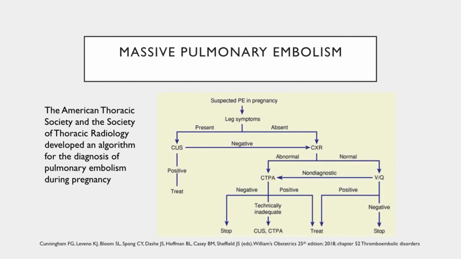The American Thoracic Society and the Society of Thoracic Radiology developed an algorithm for the diagnosis of pulmonary embolism during pregnancy. So, if we suspect our patient to have pulmonary embolism, then we check the leg symptoms. If present, then we do compression ultrasonography. If it's positive, then we treat accordingly. If it's absent, then we proceed to doing chest x-ray, of course with abdominal shield. If it's normal, then we do the ventilation perfusion scan. If it's abnormal, then we do the CTPA, or computed tomographic pulmonary angiography.